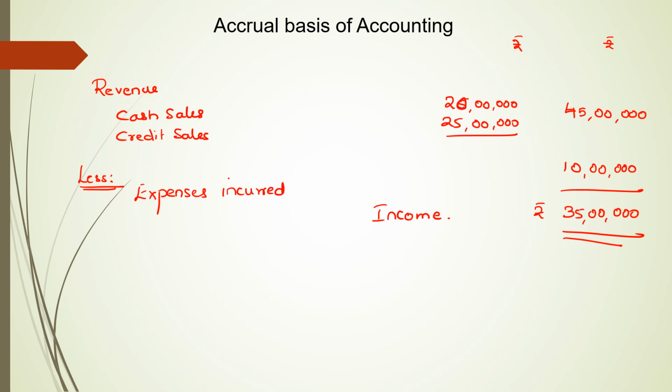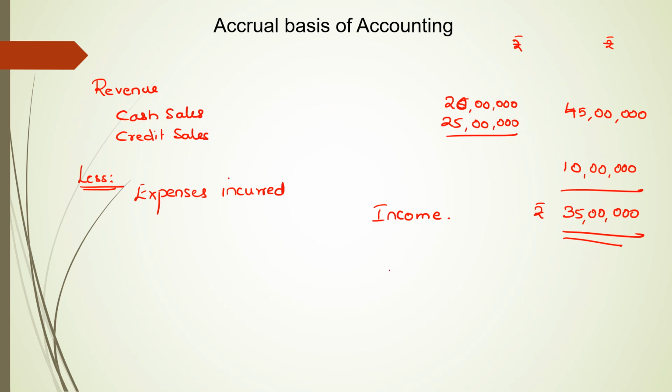But when you see the accrual basis of accounting, you have just taken the income earned during the year, that is revenue, cash and credit sale related to the current year, and the expense related to current year. You have excluded the previous year. You have not taken into consideration next year if any detail is available. So here accrual basis of accounting is the better method of accounting.